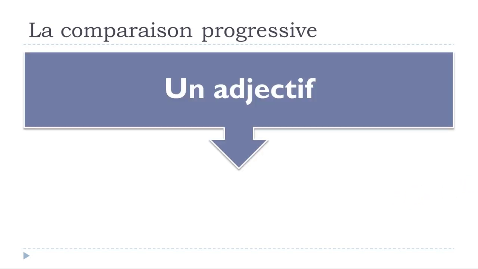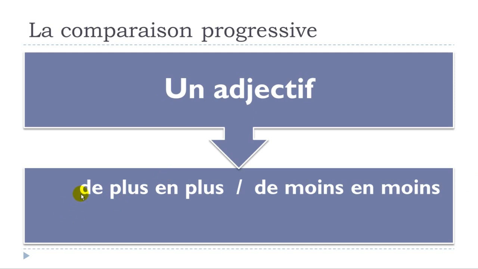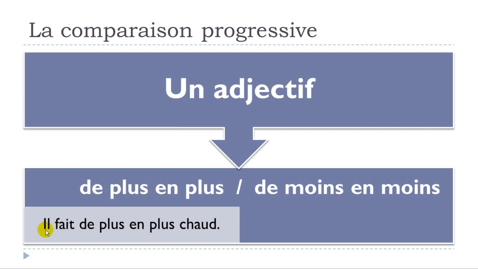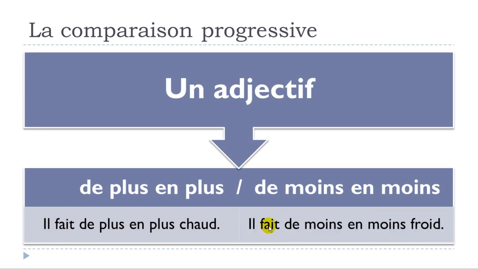So let's see now how to construct that if we want to combine it with un adjectif. Okay, so in that case it will be quite simple. You will need to use this de plus en plus, so basically you make the liaison de plus en plus. Okay, and then here de moins en moins, but then you make the liaison de moins en moins. So let's see two examples now, and the first one, il fait de plus en plus chaud. Il fait de moins en moins froid.